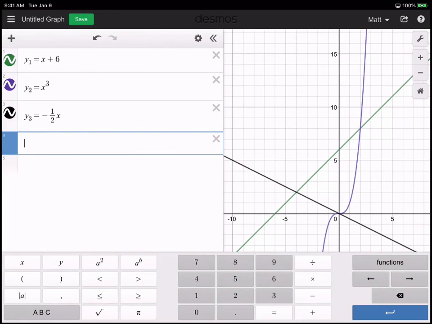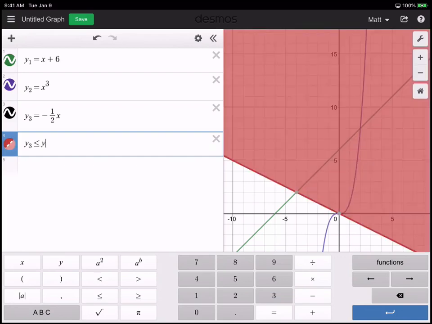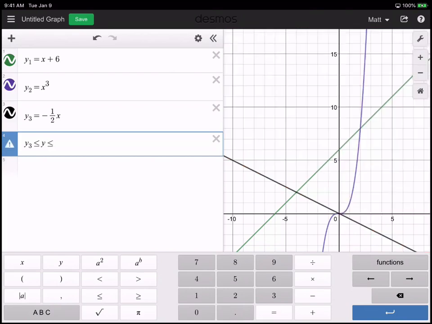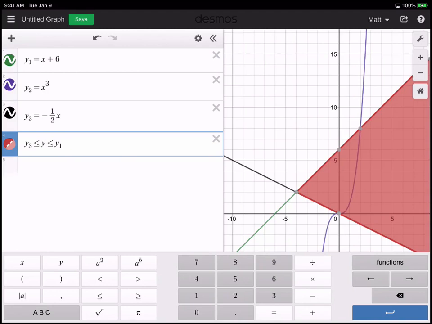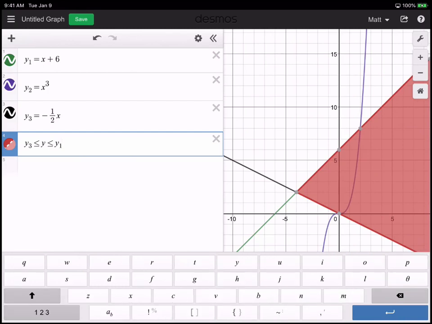So what you do is just pick the bottom function, and that's going to be y3. And we want to make that less than or equal to y. So we're actually making a new function with inequalities, and that's going to be less than or equal to now the top function, so the one in green, which is y1. And you can see there's way too much there, so we do actually need to limit this domain. And to do that, you have to go into your keyboard and use the curly braces.